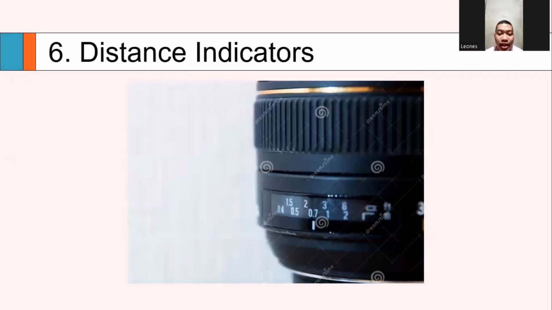Next, this is another distance indicator. The main use is for close-up photography. The approximate distance of the object is measured from the front of the lens.